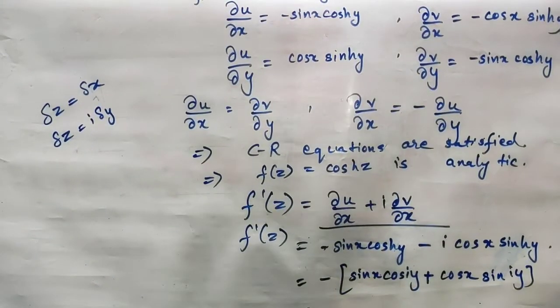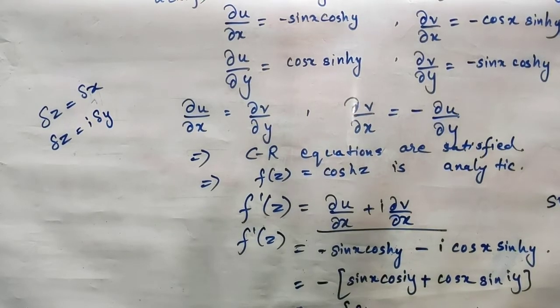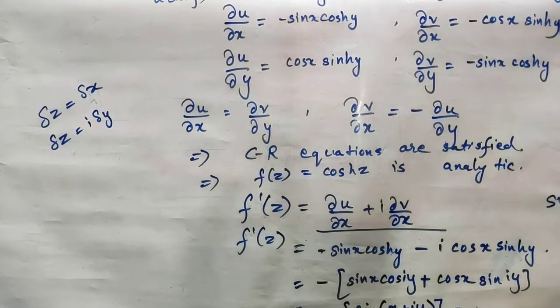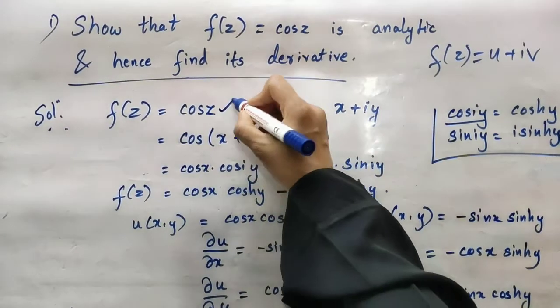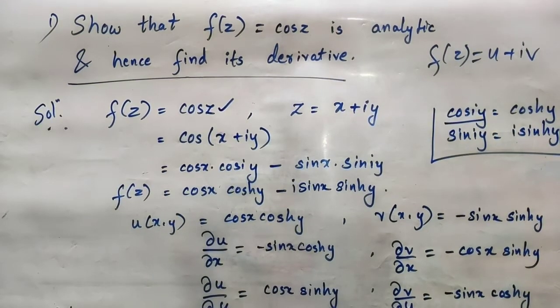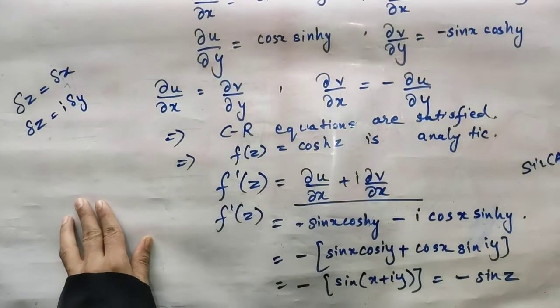Now it is as good as writing sine of a cos of b plus cos of a into sine of b. So it is sine of a plus b. In place of a you have x, in place of b you have iy. So it is as good as writing sine of x plus iy. Now what is your x plus iy? It is z. So it is minus sine of z. What should be the derivative of cos z with respect to z? It will be minus sin z, or no? That same thing we have got, but using our CR equations.